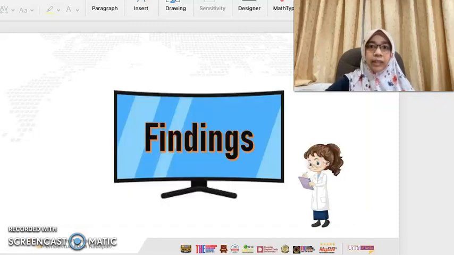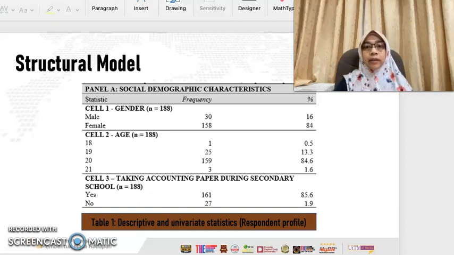Next, we move on to the findings. Based on the findings, there are altogether 30 male students and 158 female students. In terms of age, the range is from 18 to 21, whereby the majority of them are 20 years old, and most of them took the accounting paper during their secondary school. There are altogether 161 students that have taken the accounting paper during secondary school, while the remaining 27 have not.